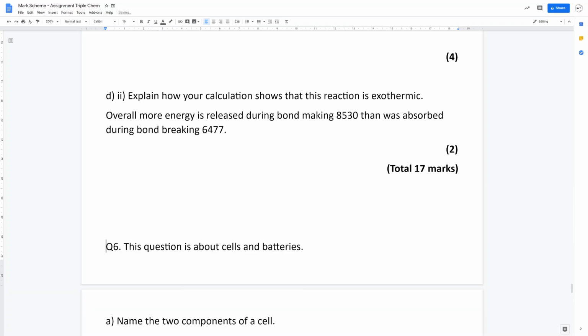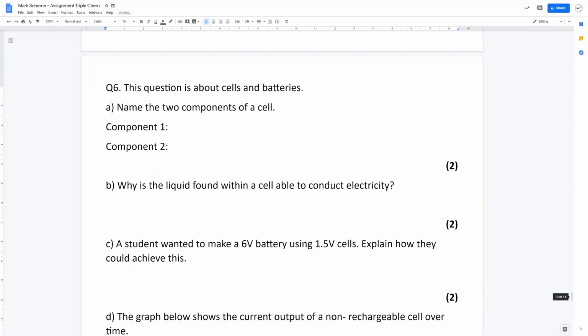Right, get this one down. Okay, next question is about cells and batteries. Name the two components of a cell. Every cell needs a liquid with free moving ions called the electrolyte, and it needs some metal rods that we call electrodes. Why is the liquid found within a cell able to conduct electricity?